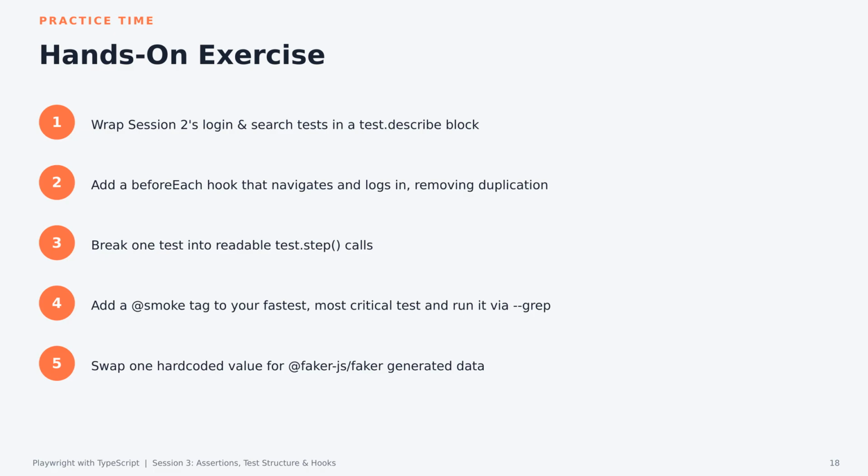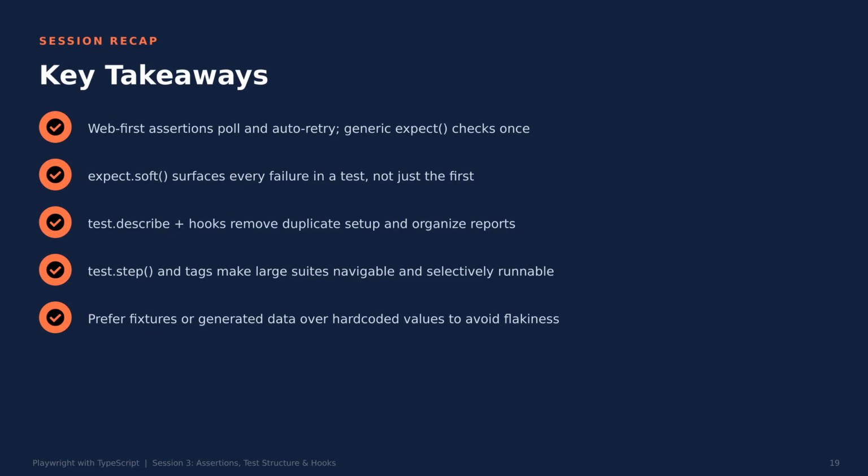Break one of your existing tests into readable test.step calls. 4. Add an @smoke tag to your fastest, most critical test and actually run it using --grep. 5. Swap out one hard-coded value in your tests for data generated with @faker.js/faker. Let's recap. 5 things to hold on to.